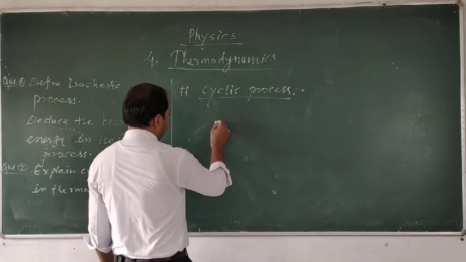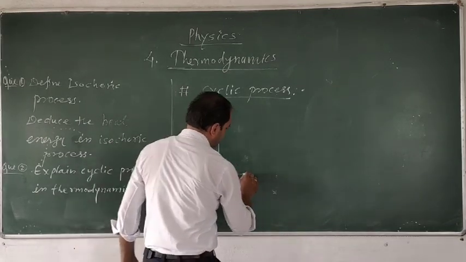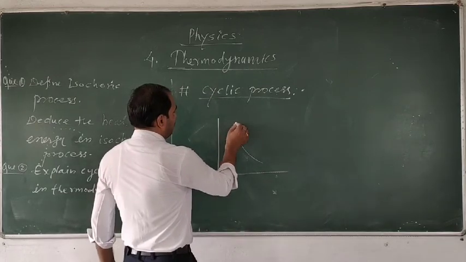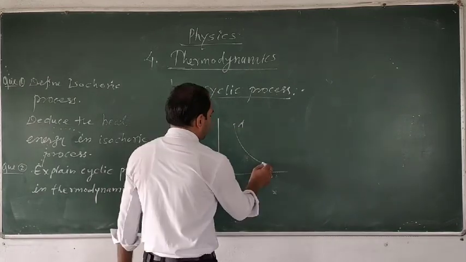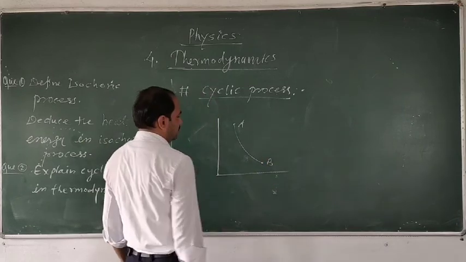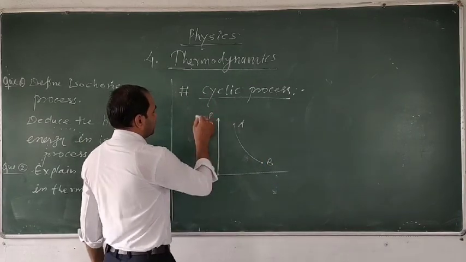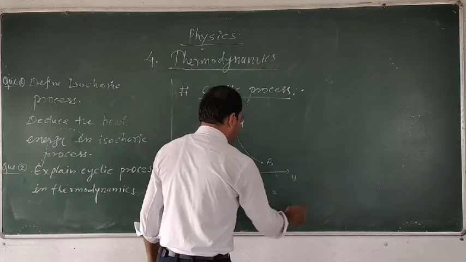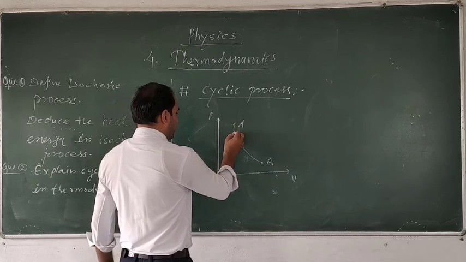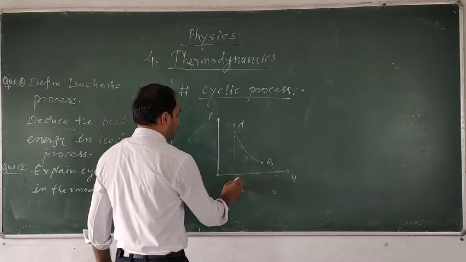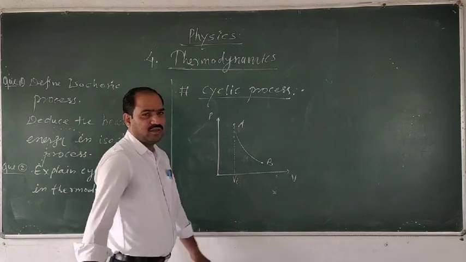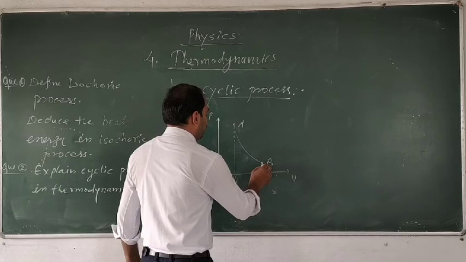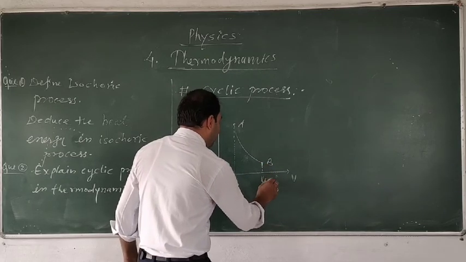Now for the cyclic process, we can draw the graph like this. Suppose this is the isothermal. This point A is the initial point, B is the final point. On the y-axis pressure is taken, along the x-axis volume is taken. At this point A, the value of the volume is Vi. At the final state, the value of the volume is Vf.